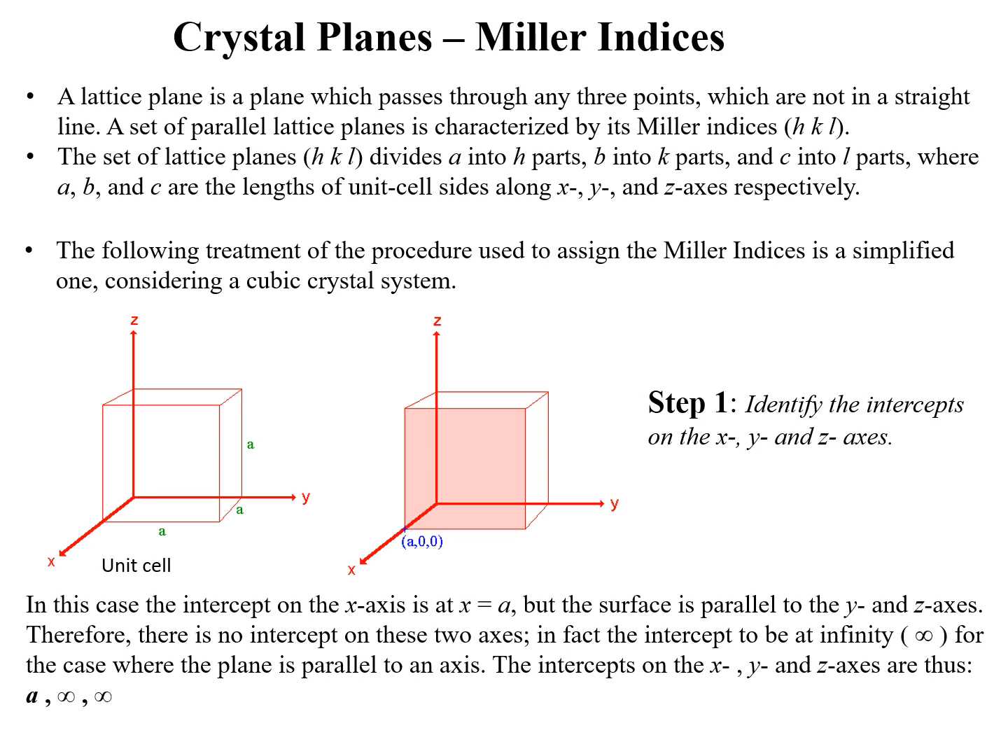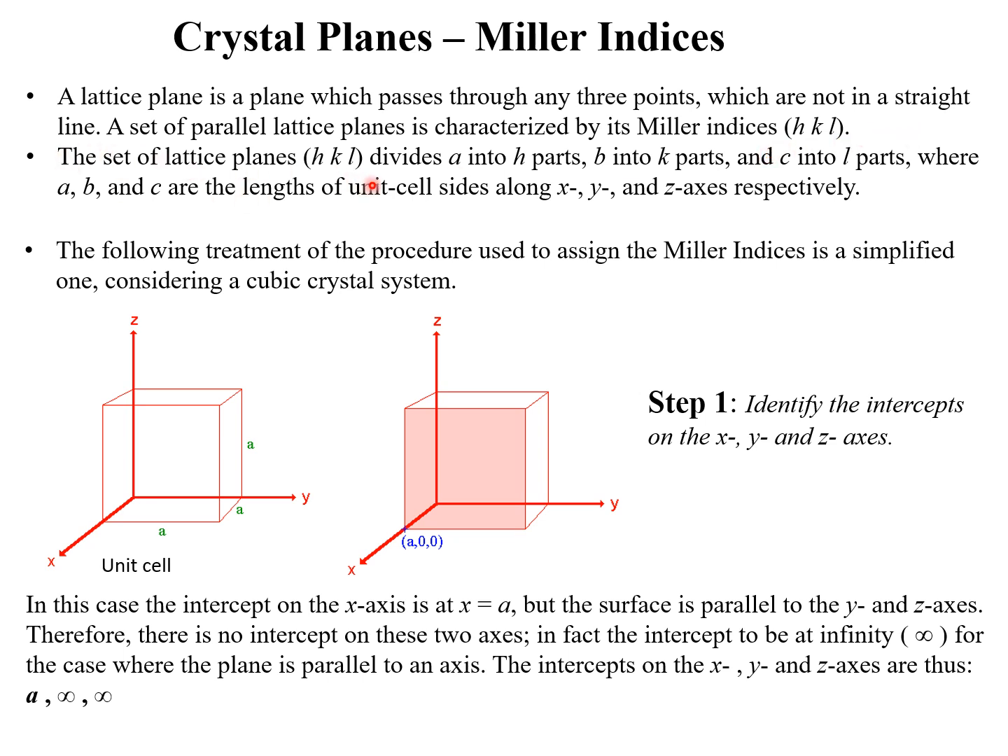Next one, crystal planes. With the help of crystal planes, we are going to derive the Miller indices. Let us see what are Miller indices also. So a lattice plane is a plane which passes through any 3 points which are not in a straight line. So a set of parallel lattice planes is characterized by its Miller indices denoted as HKL. HKL, it is nothing but Miller indices.